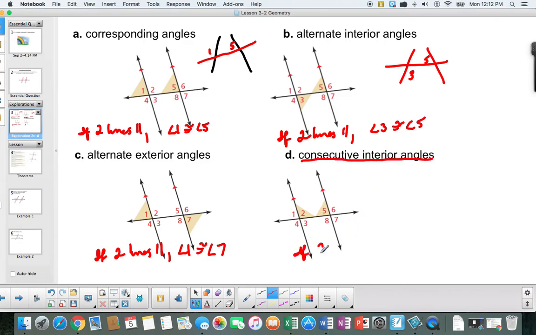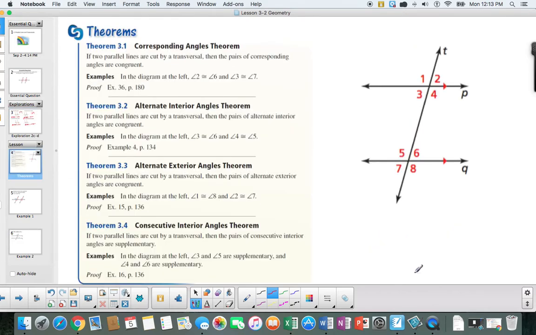Now this was the only one that did not end up being congruent. If two lines are parallel, we found in the exploration that angle 2 was supplementary to angle 5. In other words, they added up to 180. So this is the only one where the angles don't end up being congruent but end up being supplementary. Now in summary, here are the 4 theorems that cover what we saw in the exploration.